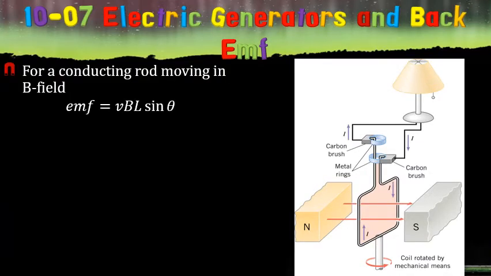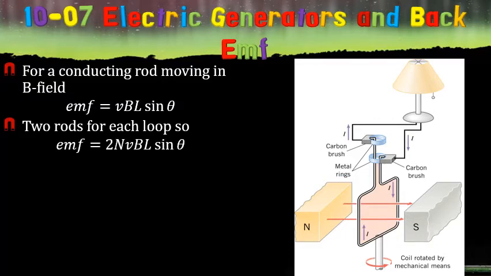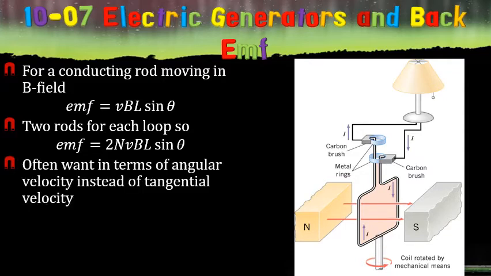For a conducting rod moving in a magnetic field, we had the EMF was vBL sine theta. There are 2 rods for each loop, so we're going to multiply it by 2, and we might have many loops of wire in here instead of just a single wire, so we'll multiply by N. Often we want it in terms of angular velocity instead of tangential velocity. So that means that theta equals our angular velocity times t. So I can put that in there.